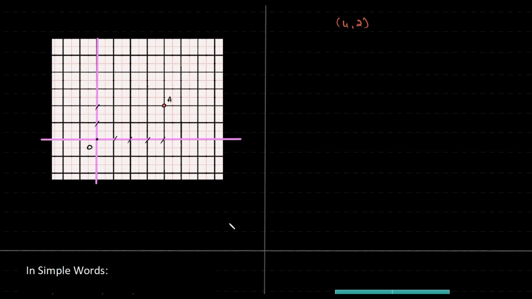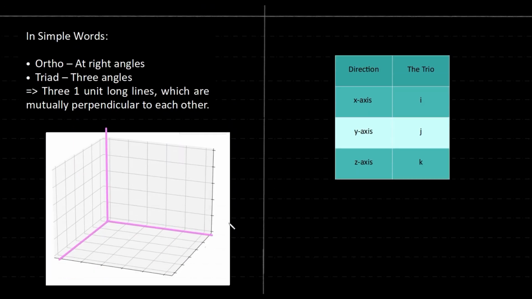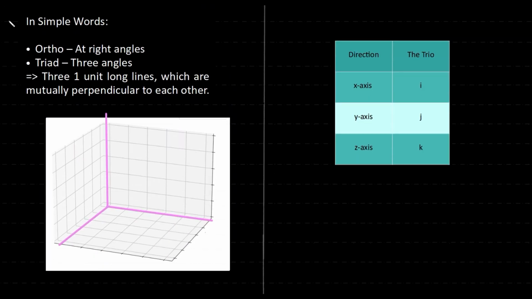How? For that we need to understand what is an orthogonal triad of unit vectors. So in simple words, ortho means right angle, triad means 3 angles. So we have 3 lines, each 1 unit long, which are mutually perpendicular to each other. So basically, for example, these are making an angle of 90 degrees with respect to each other. Okay.